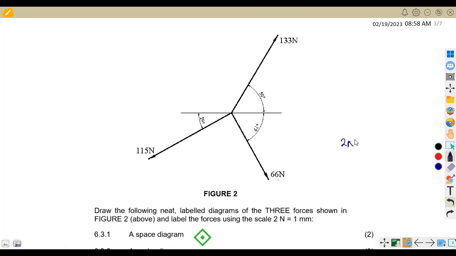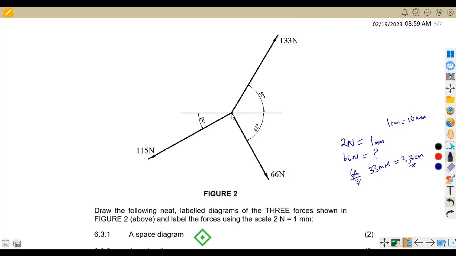If 2 Newton is equivalent to 1 millimeter, then you divide 66 Newton by 2, which is 33 millimeters. But 33 millimeters simply represents 3,3 centimeters. Remember, 1 centimeter is equal to 10 millimeters, so you divide by 10, which gives 3,3 centimeters. If you check on the space diagram, nothing is going to change. Everything is going to remain as it is.